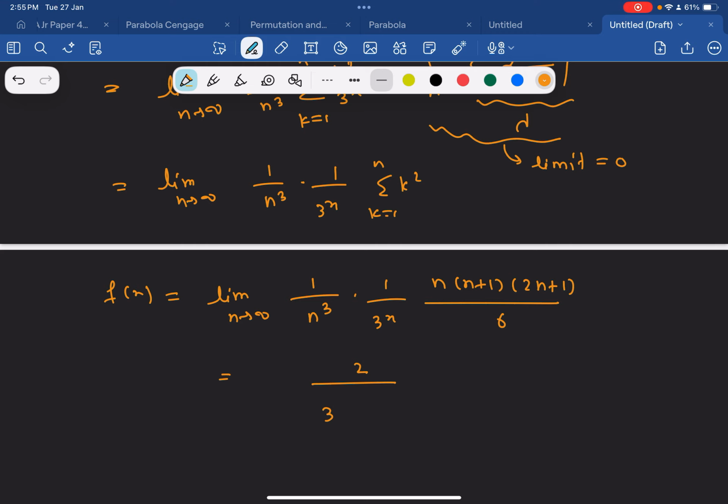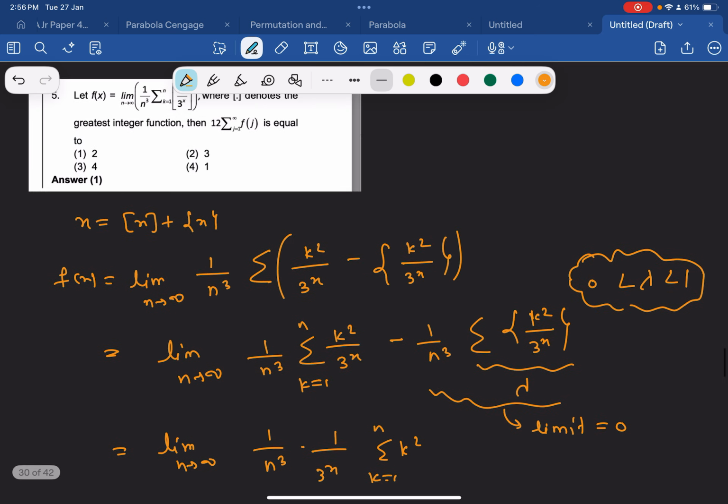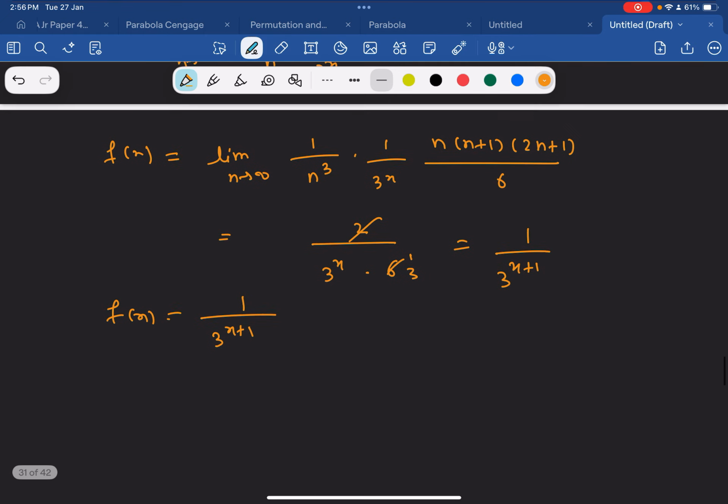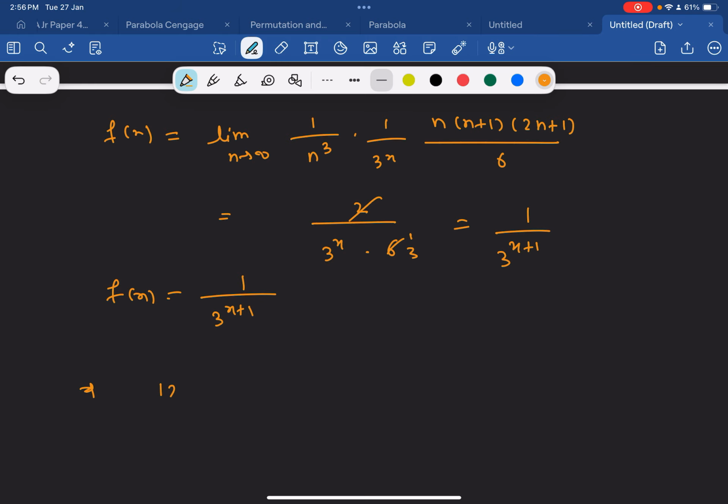So we are going to get 2 upon 3 raised power x into 6, so 2 and 6 cancel, 3 is left. So 1 upon 3 raised power x will be multiplied here, so this will become x plus 1. So f of x we got is 1 upon 3 raised power x plus 1. Now the question they are asking is the summation j equals 1 to infinity f of j.